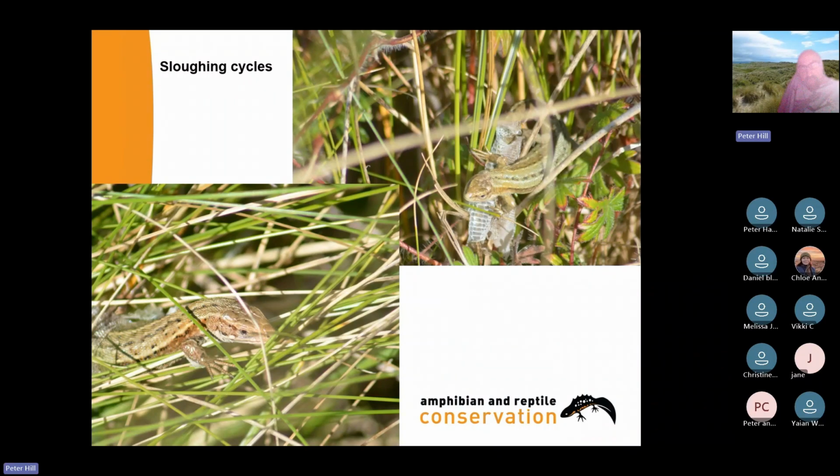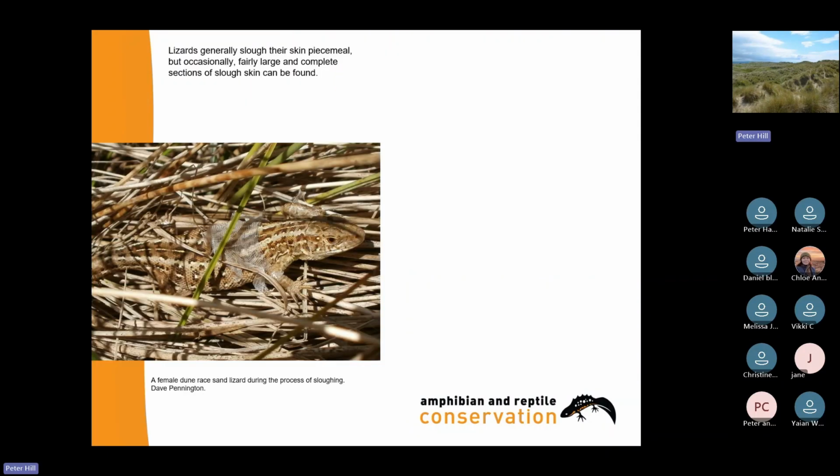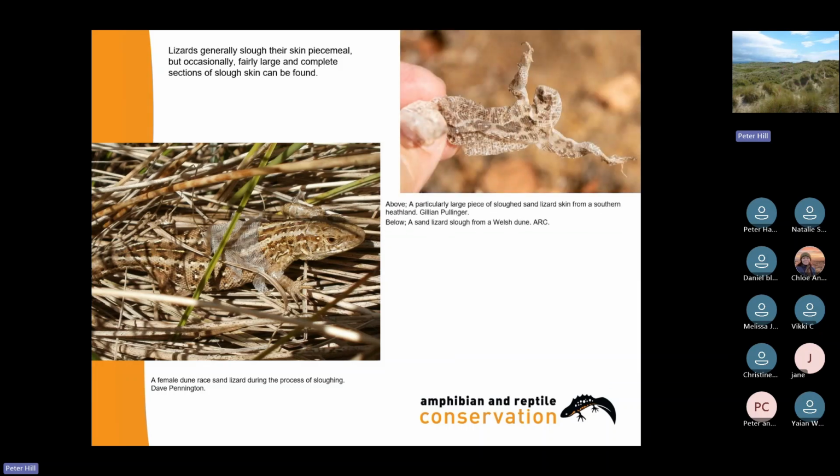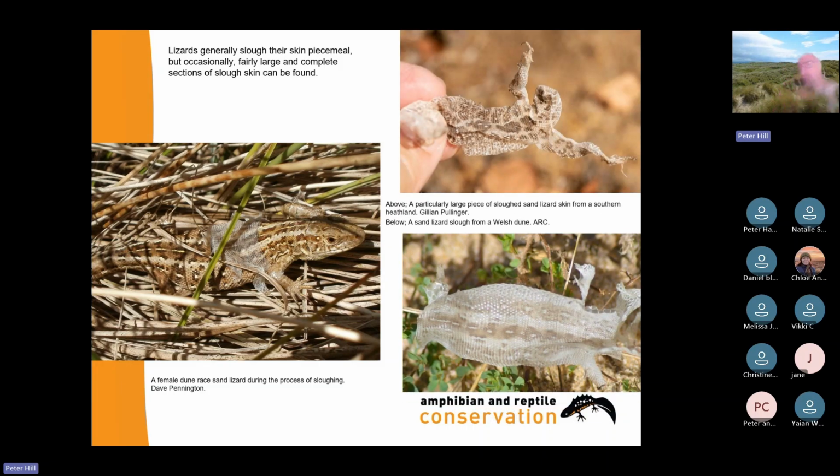Sloughing cycles. Lizards need to slough not long after they've emerged from hibernation. Everything happens then, pheromones, it all starts to happen. They also slough when they need to shift external parasites, and they'll slough before entering hibernation. Generally it's piecemeal, but now and again you find quite large sloughs. These are sand lizard sloughs, and the nerd among us can even tell you that that is a heathland slough, because you can see how much more heavily patterned it is compared to the one I found below, which was a dune race sand lizard slough. Look, it's a lot lighter patterned and more stripy, isn't it?